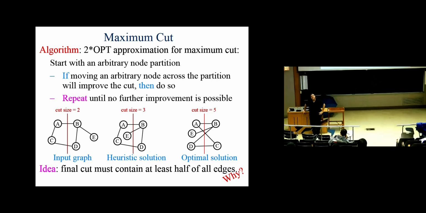Any questions about that? So this is a heuristic for the maximum cut problem. It flips nodes as long as flipping nodes increases the cut size. Start with a random cut, I don't care which.